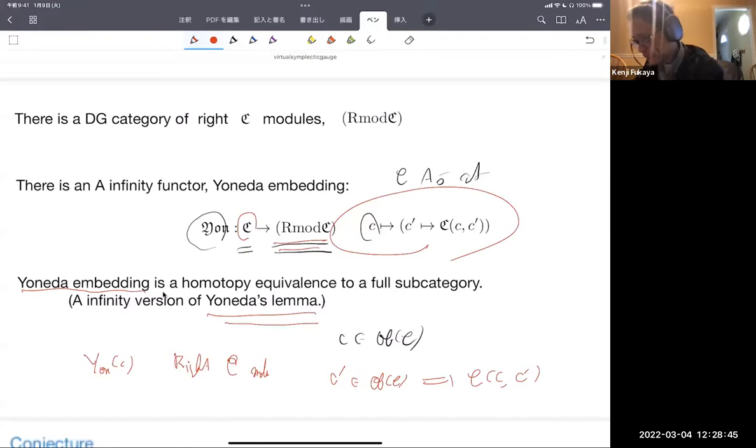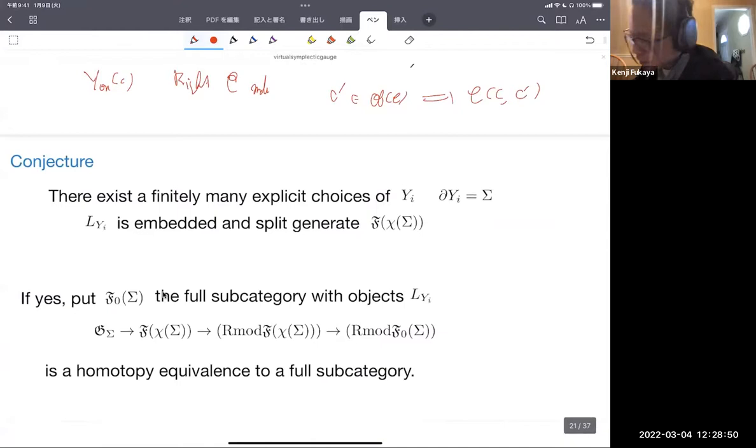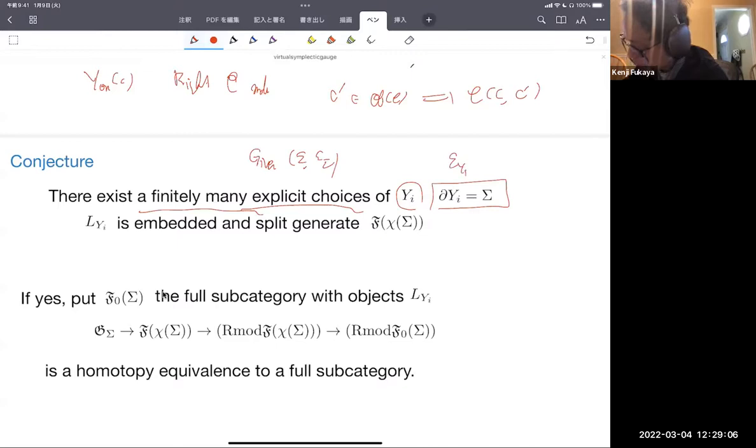So now, a conjecture is the following. Given sigma as before, we expect there are finitely many explicit choices of Y_i whose boundary is sigma, so that this space of flat connections of Y_i is embedded and split generates this category. This is a geometry seminar, and maybe many people here have heard about split generation, which is studied much in homological mirror symmetry, so I won't explain much. But I expect that there are finitely many three-manifolds whose Lagrangians split generate this category.